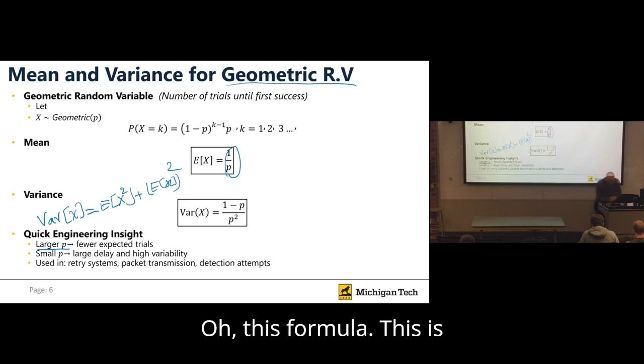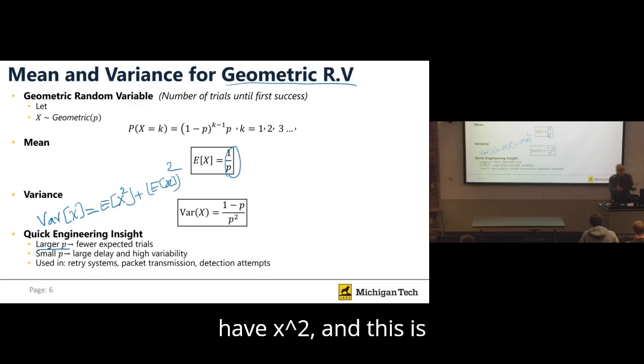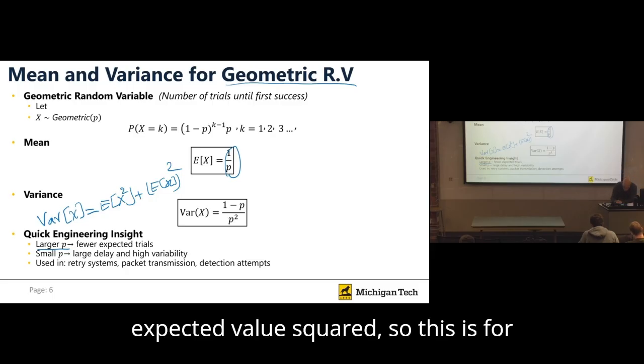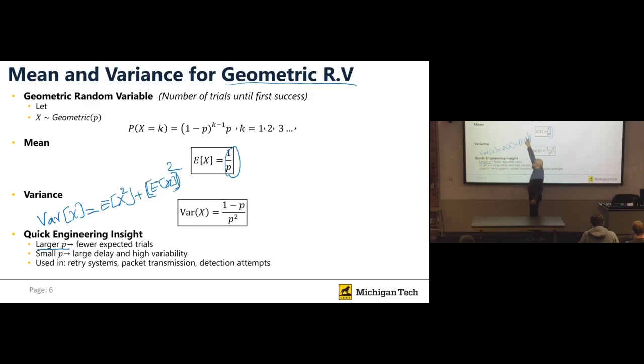Oh, this formula. This is expected value of x squared. Look, instead of having x, we have x squared. And this is expected value squared, so this is just this part squared. Are the variables you're using both x's? E of x squared, and then plus E of x, whole squared. They're both x's.